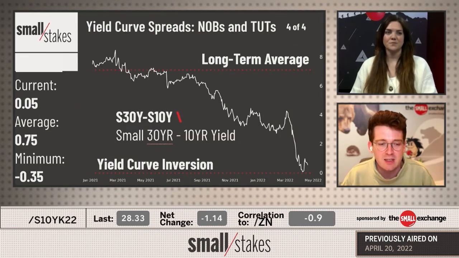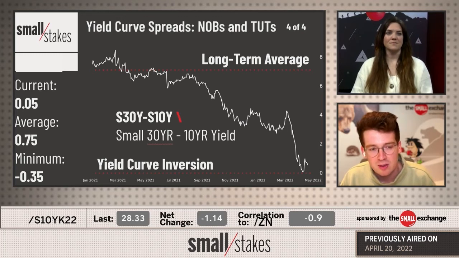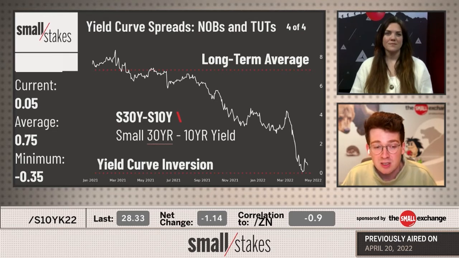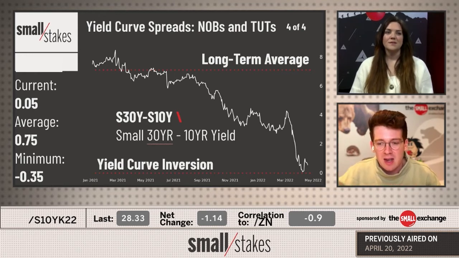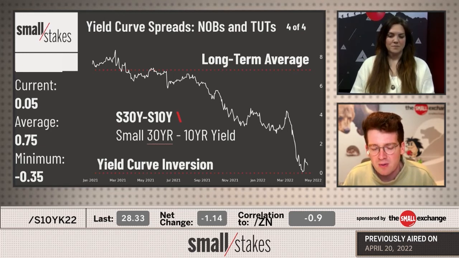Some quick stats here that were actually even more intriguing than the TUT when we were looking at that a couple of weeks ago. Currently, the spread is essentially at flat. It's at 0.05, 5 basis points of difference. Usually it's close to 100 basis points, or 0.75 is that long-term average that we're looking for this market to get back to. And the minimum that we can lean against is only inverted by 35 basis points.